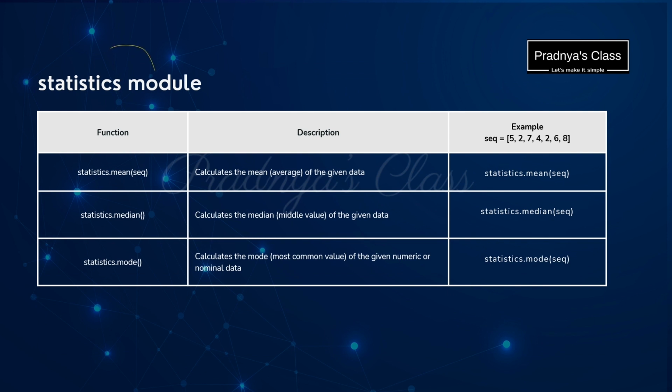Along with math module, just look at some of the functions of statistics module. There are 3 important functions from this module we will be looking at. One is mean, to calculate the mean of the given data, whereas median function is used to calculate the middle value. Mode is used to calculate the most common value from the given data. In the recent sample question paper, there was one question based on mode function of the statistics module.